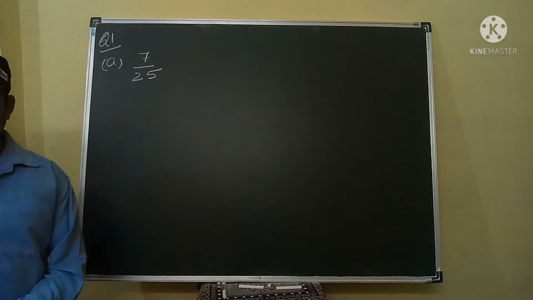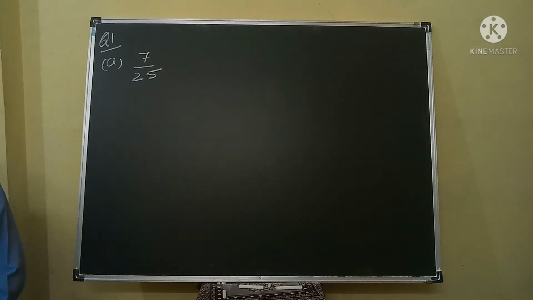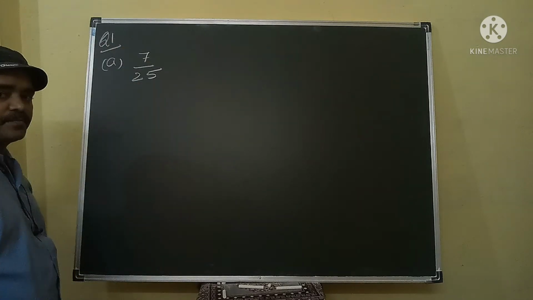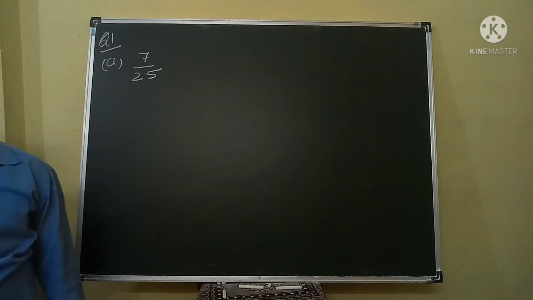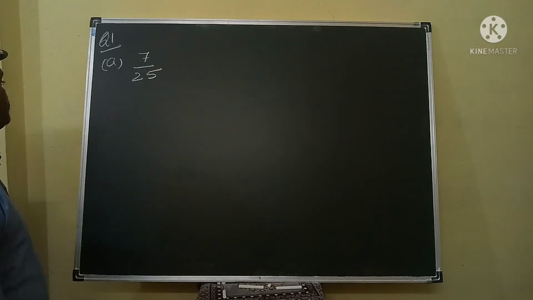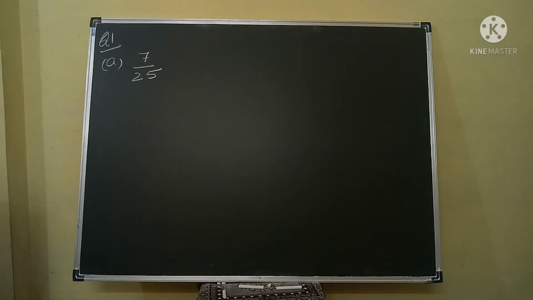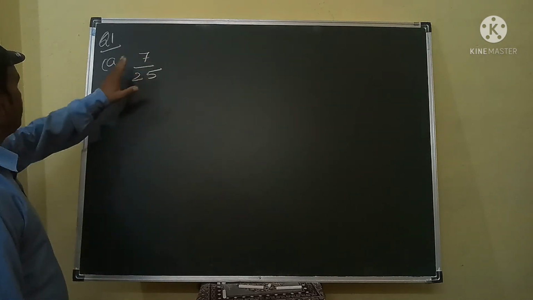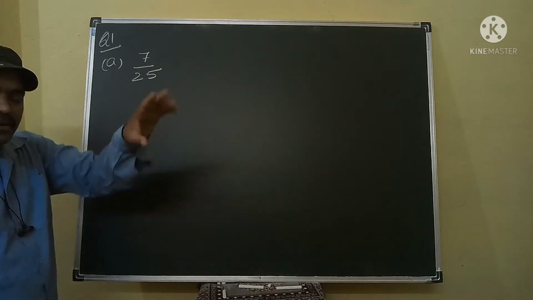Your question number 1 is to convert the following fraction to decimal. That means this is 7 upon 25. This is question number 1A from page number 79. This is the fractional form. Your question is convert the following fraction to decimal. That means this fraction we will convert to decimal form.